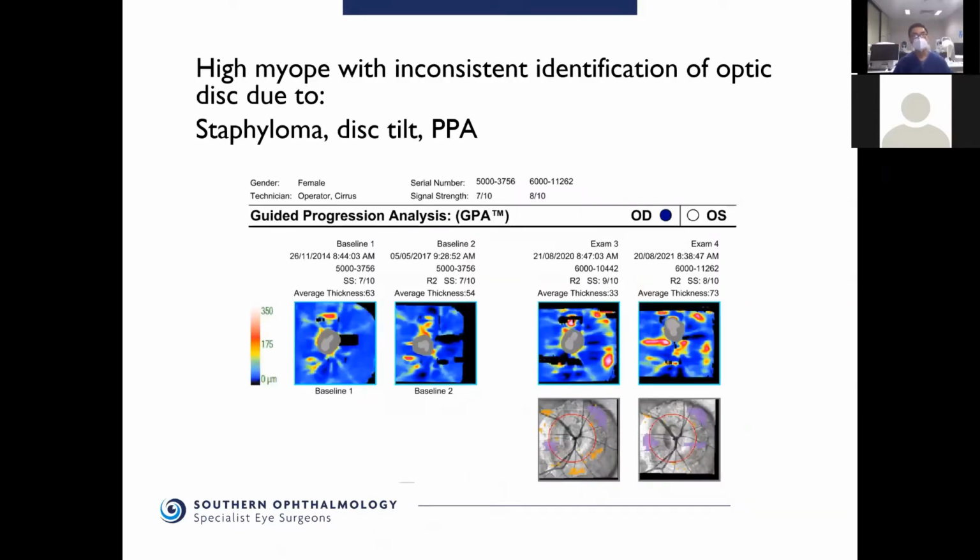This patient is a high myope and has a series of optic disc OCTs over time, and the optic disc is inconsistently identified due to the staphyloma, due to the tilting of the disc and peripapillary atrophy. So if you look over here, each scan of the same eye or the same disc looks different. That's because the algorithm has difficulty finding the actual edge of the disc and rim.